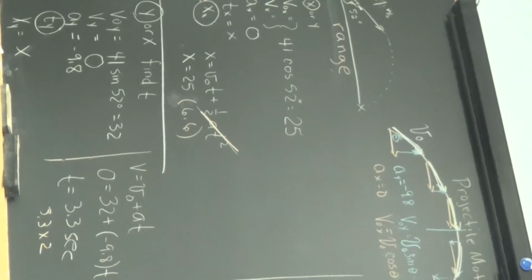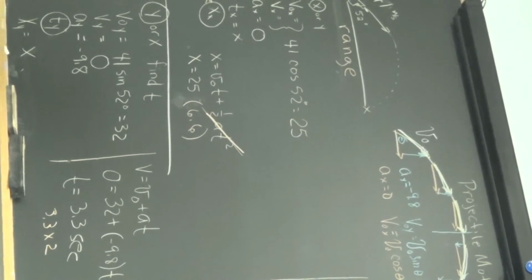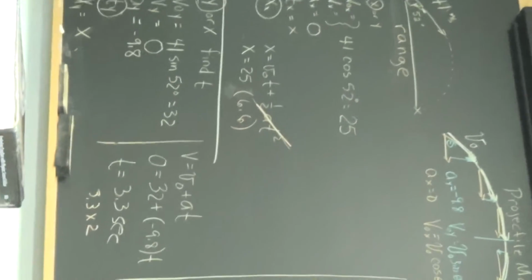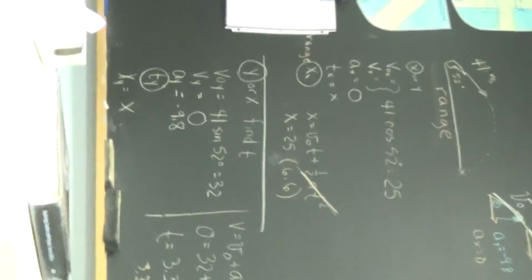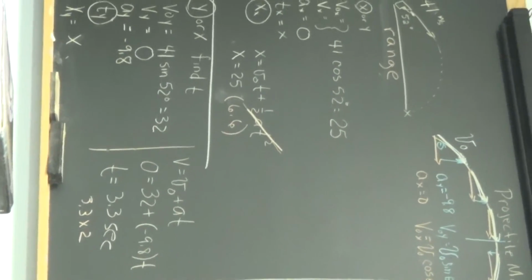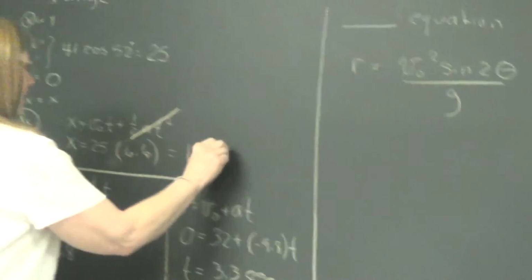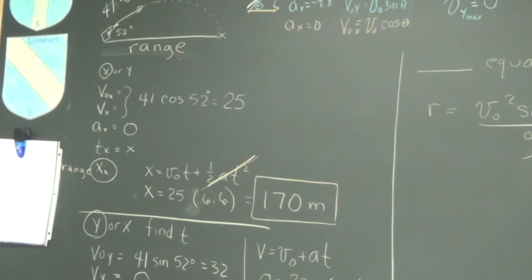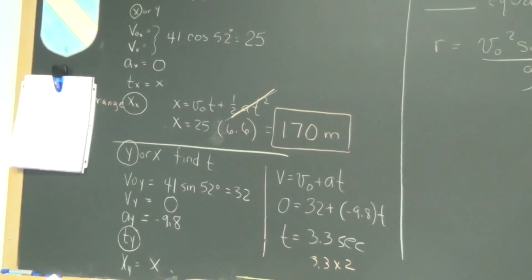So what is 25? Calculator's out because we need them anyway. 25 times 6.6. I'll round that to 170 meters. All right, that's what we did one time yesterday.